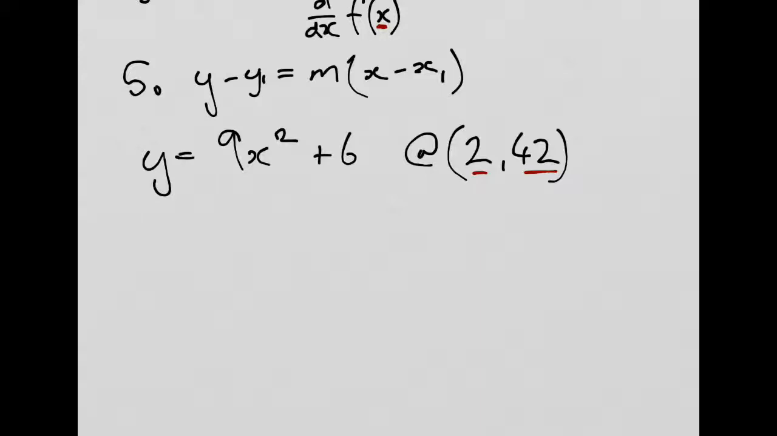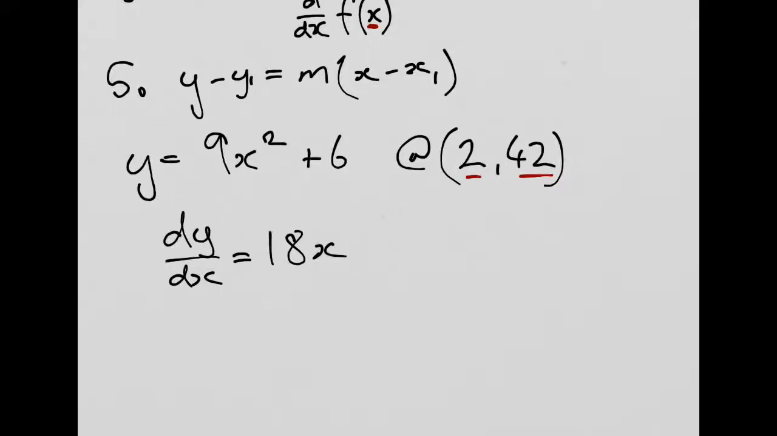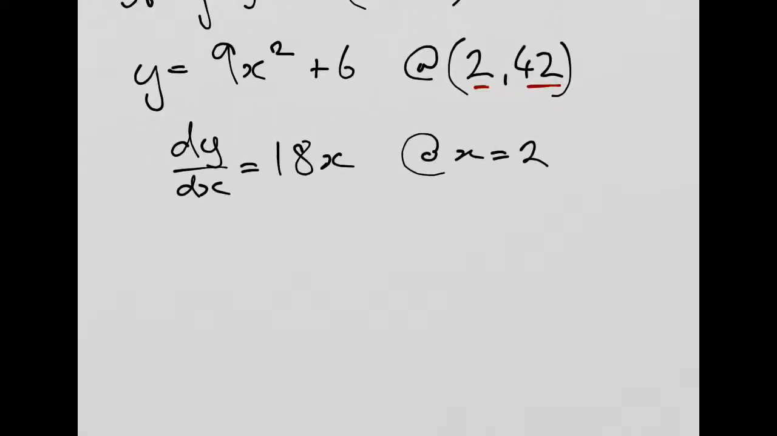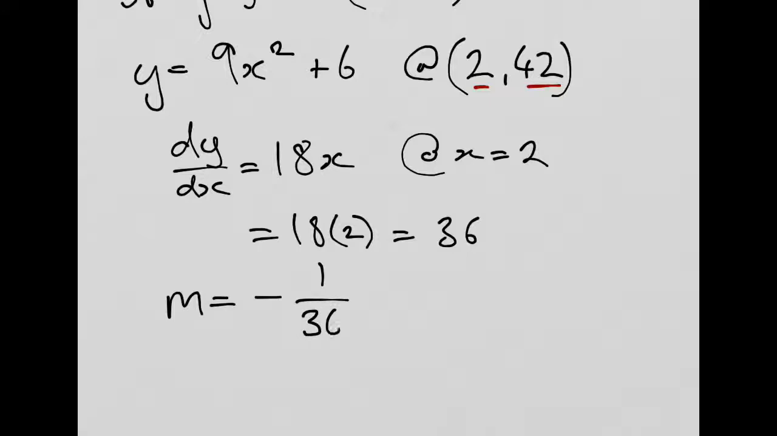So the next step is to calculate the derivative, which is going to be equal to 18x. Now that we have our derivative, we need to calculate it when x equals 2, which is given by 18 times 2, which is 36. Now, the slope of the normal is given by the negative 1 over 36, the value that we found at our point.